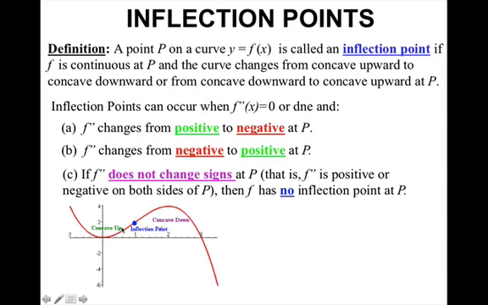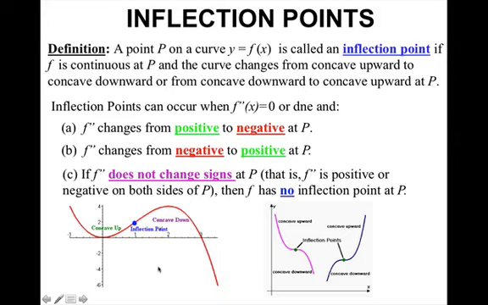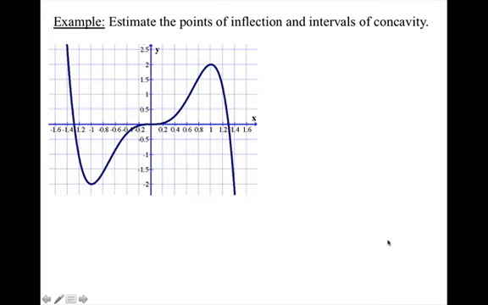So here's an example. Here you have concave upward, and then at some point the graph changes direction, and we have an inflection point, and it becomes concave downward. And here's another graphical example as well to see concave up, inflection point, concave down, and so on. All right, on this graph, I want you to estimate the points of inflection and the intervals of concavity.